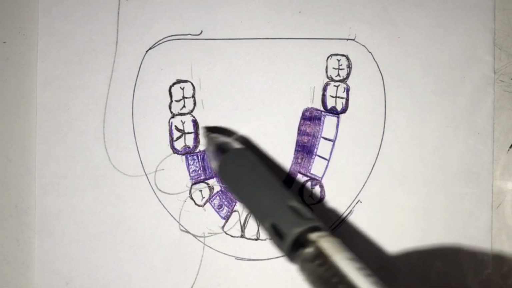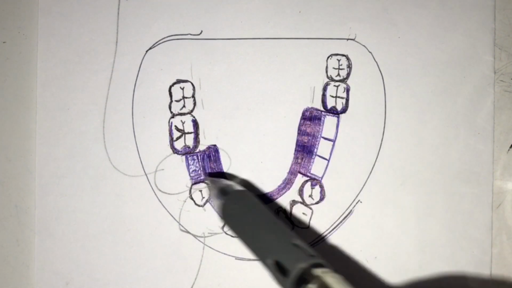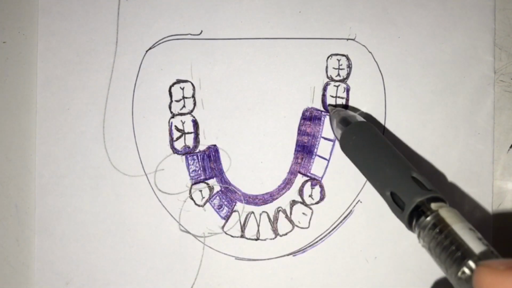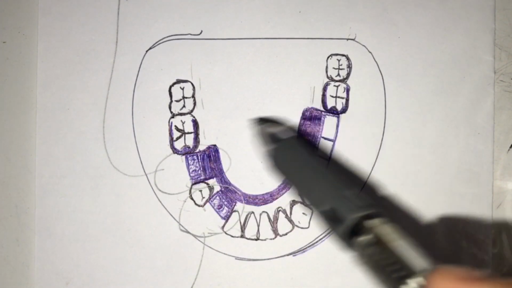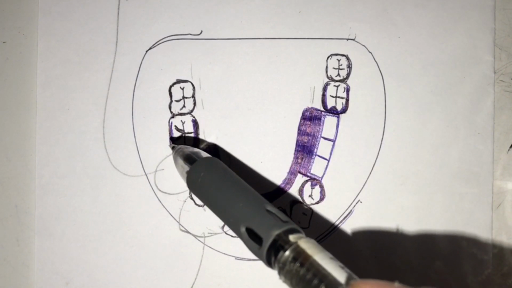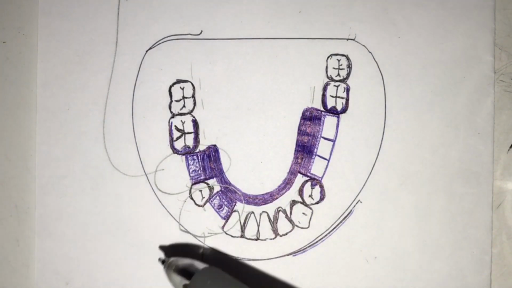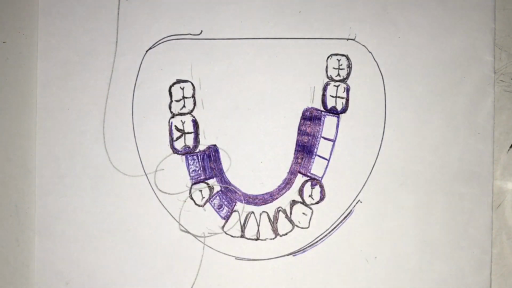Another, this is what? Molar gaming. What do we mean by molar gaming? We have direct retainers and supports placed on the most or the stronger types of abutment teeth. So it can actually support my design.